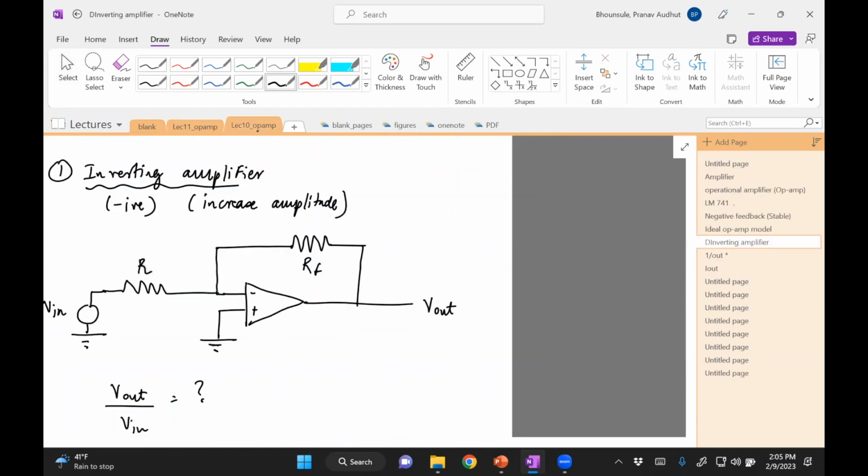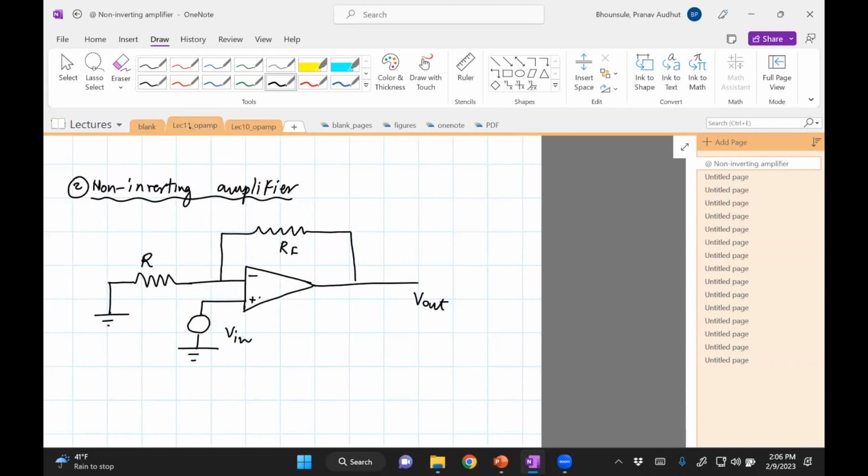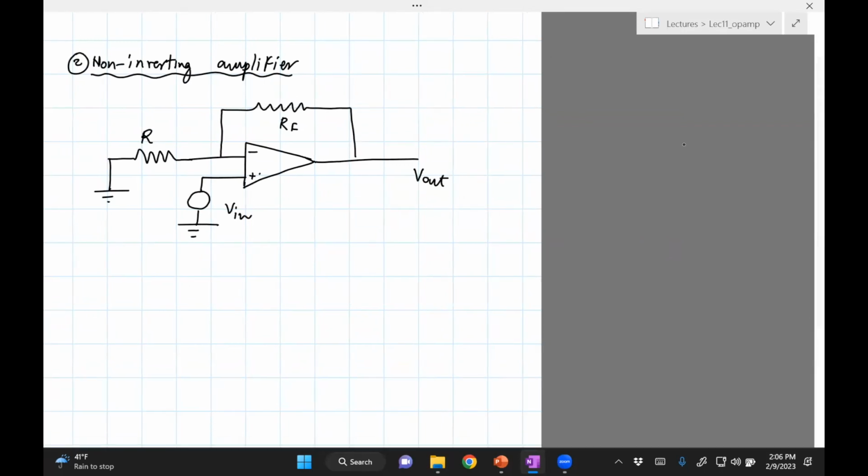So the voltage source here is on the negative or the inverting end of the amplifier. This is for the inverting amplifier. Here the voltage input is the positive or non-inverting input. That's all. You'll see that the equations are much different for this. Okay, so let's try to compute the ratio of V out to V in.